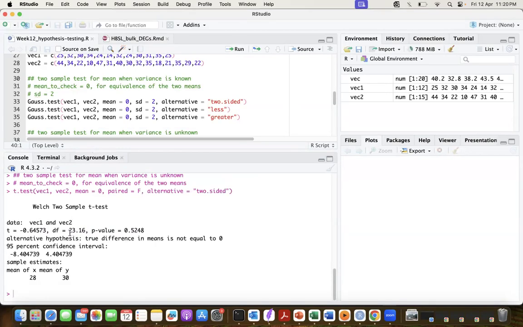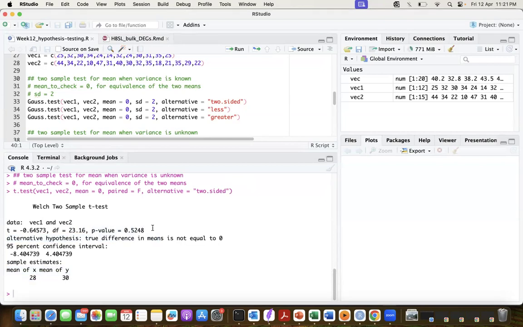Here the degree of freedom, whatever the internal calculation is, it's not giving us 24 exactly, but you can ignore that for now. I'm also not entirely sure what the algorithm does, but nevertheless, it's close to 24. And this is the mean that we anyway calculated for the two samples. And the p-value here is a large value. It's greater than 0.05.